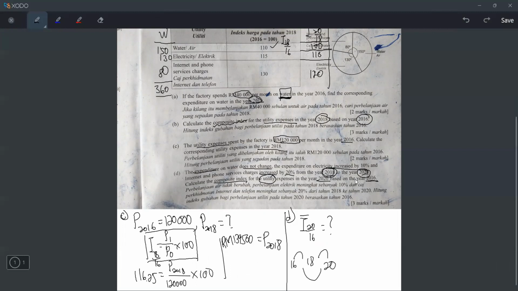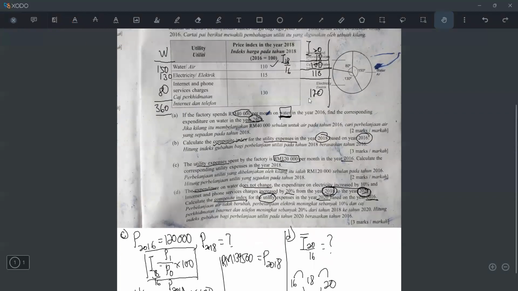That one is for 2018, 2020. I can use this info to write at the 2018 above here. But I will not write 100, I will not write 110, I will not write 120. I will write the composite index, the average or the composite index of all these three. Because I want to calculate the composite index for 2020 based on 2016, the number I put here and here also have to be the composite index.